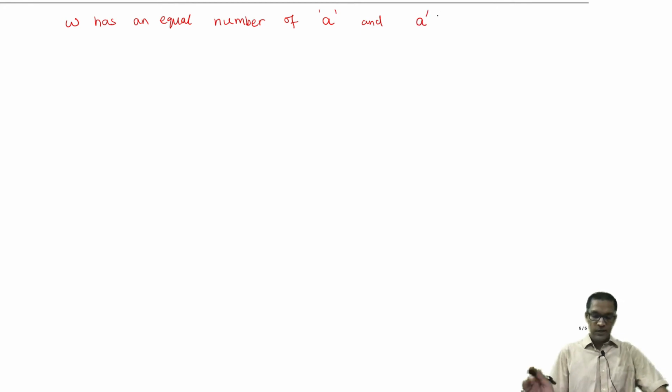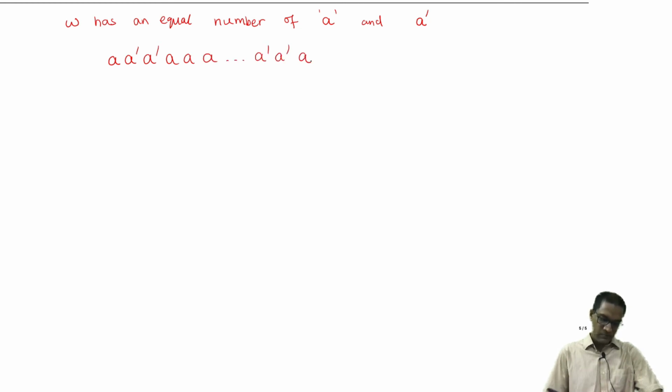Okay. So, what does that mean? It means that if you scan this word from left to right, just like we were doing before. So, let me write a word like this, a prime, a, something like this maybe. So, this is what the word looks like. It has an equal number of a's and a primes. So, it has at least one a and a prime. Okay. Let us assume that the word is not empty.